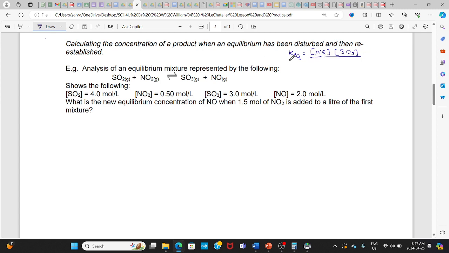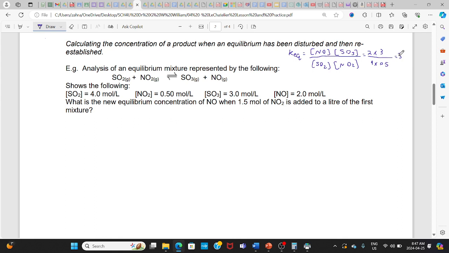Divided by the reactant, which is SO2 and NO2. If we do that, NO is 2, SO3 is 3, and it's already concentration. Don't need to be worried about that, right? So it's 4 and 0.5. Okay, KEQ will be 3.